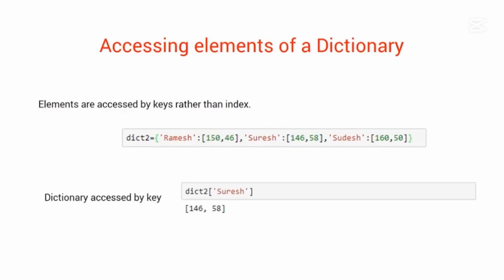So if you want to access details of Suresh, we can do something like dict2, the name of the dictionary, then the square brackets, and the name of the key whose value we want. When we do something like dict2['Suresh'], it returns its value, which is a list of two numbers, 146 and 58.